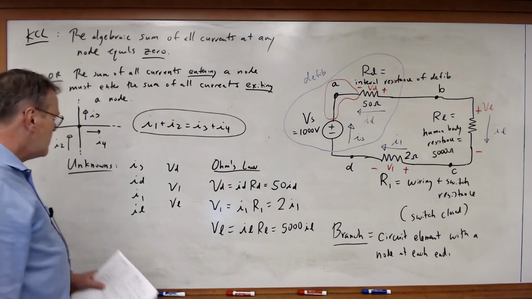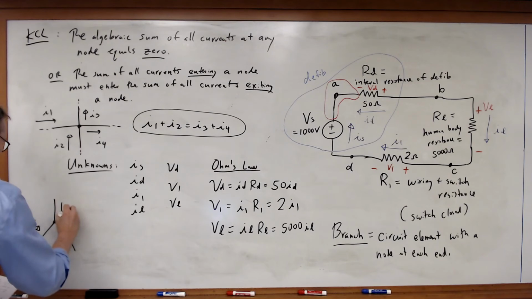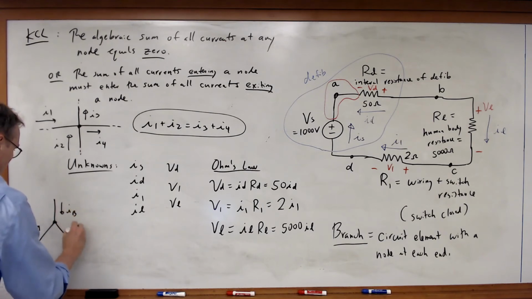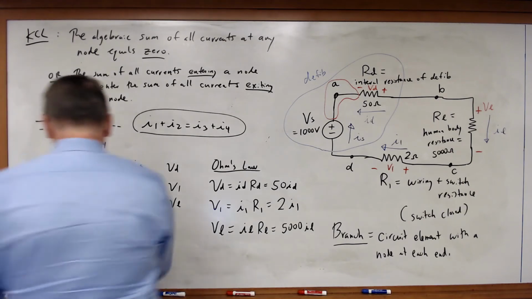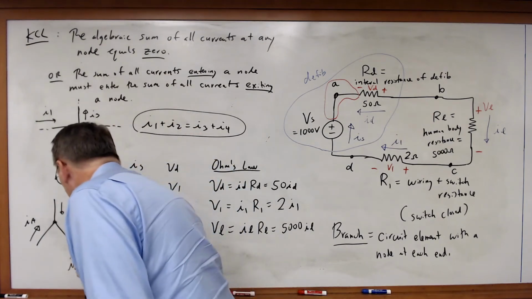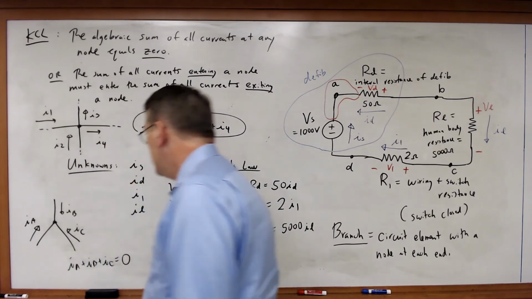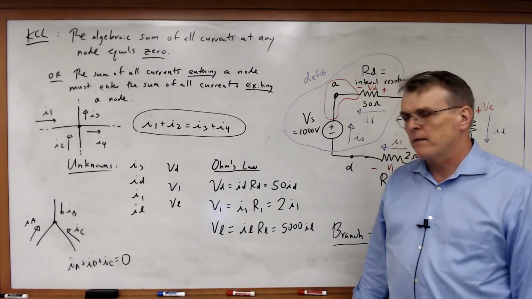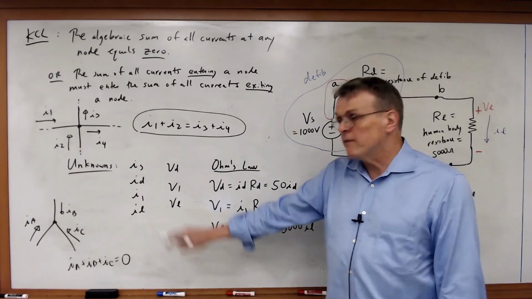But what if I give you something like this? What if you saw something that looked like this? IA plus IB plus IC all flowing in, nothing flowing out. Let's write the KCL. IA plus IB plus IC going in is equal to zero going out. Does that make sense? Actually, it does. That's a perfectly valid KCL equation.